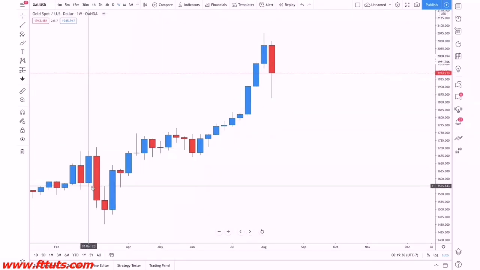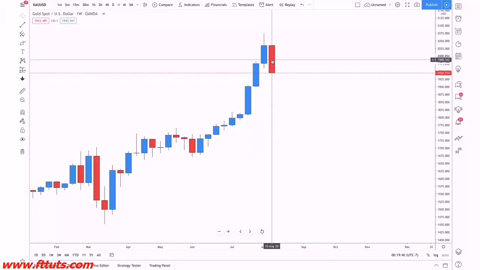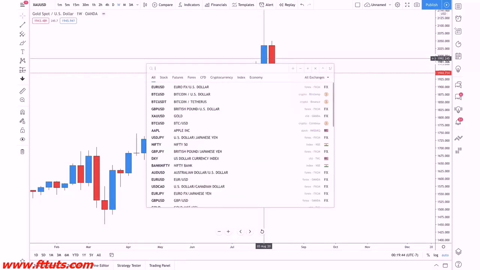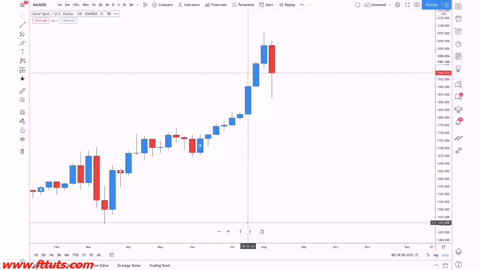So all of this represents the last few weeks in the market. This one represents the current week we're on. This one represents the last week. As you see all the way down here, it says August 3rd, August 10th, previous week July 27th, July 20th, July 13th. This is how much the market moved with this particular pair, gold, within that week.